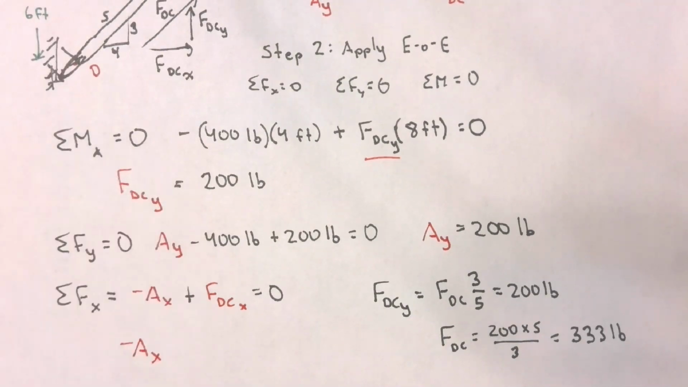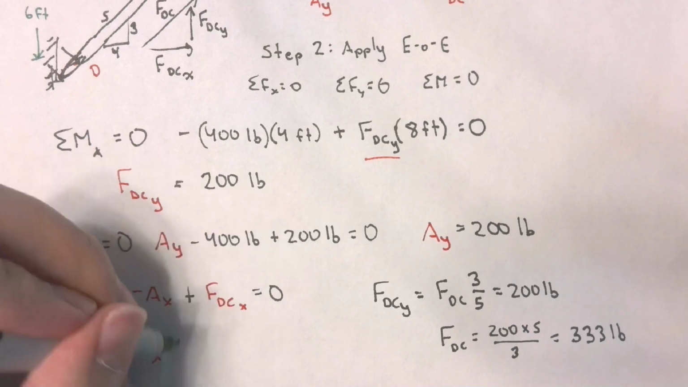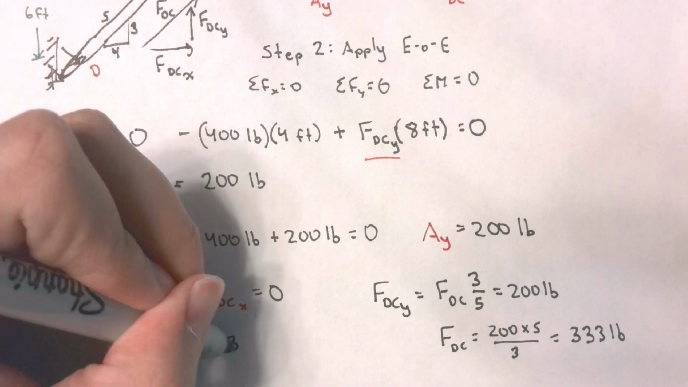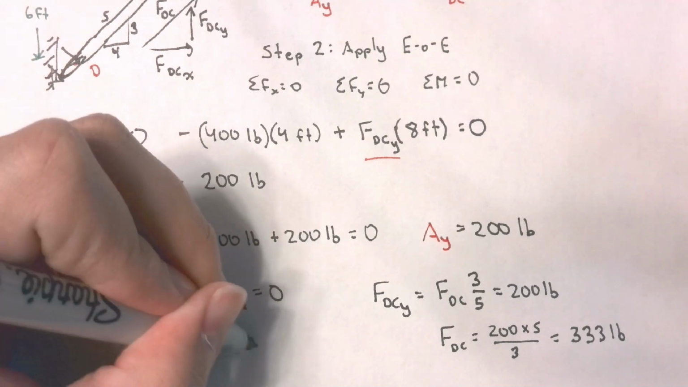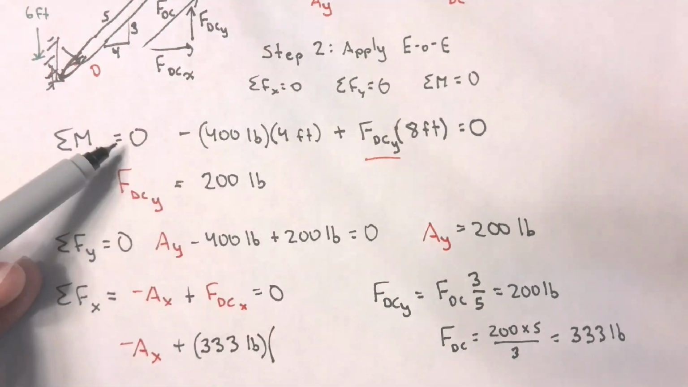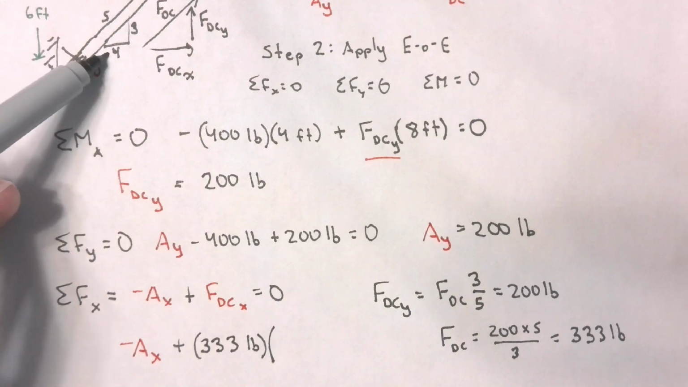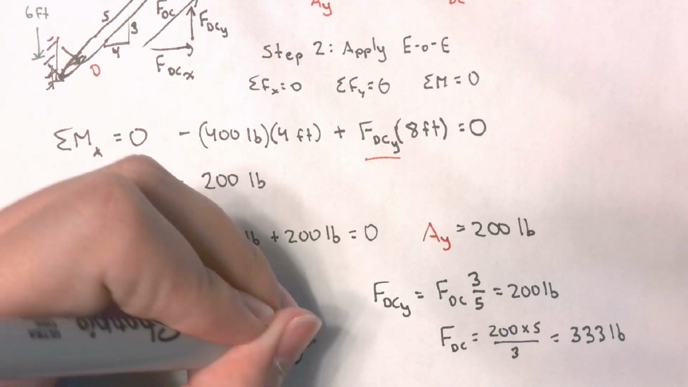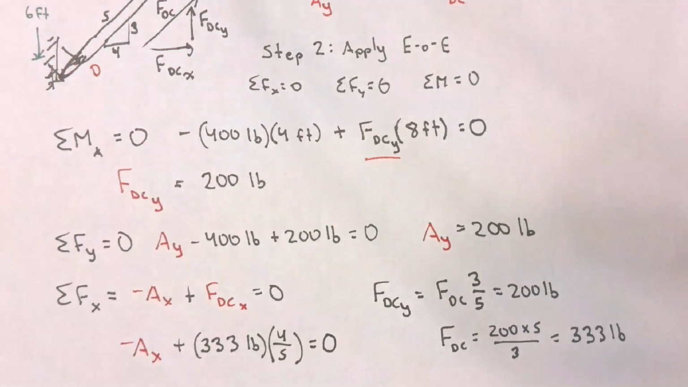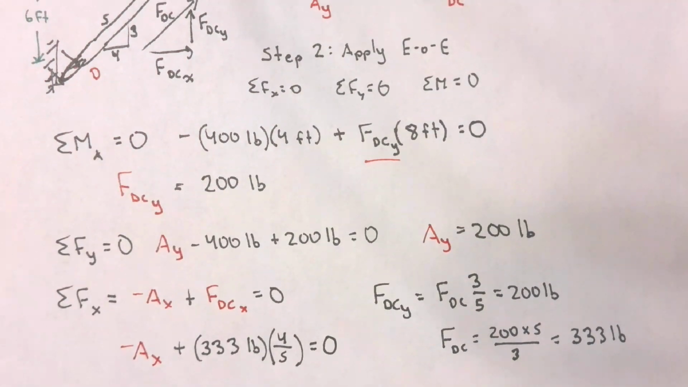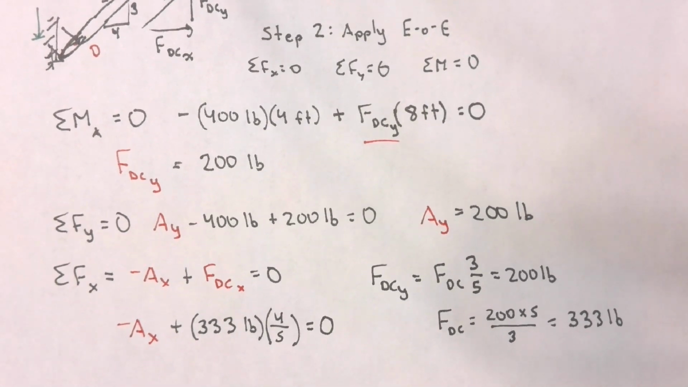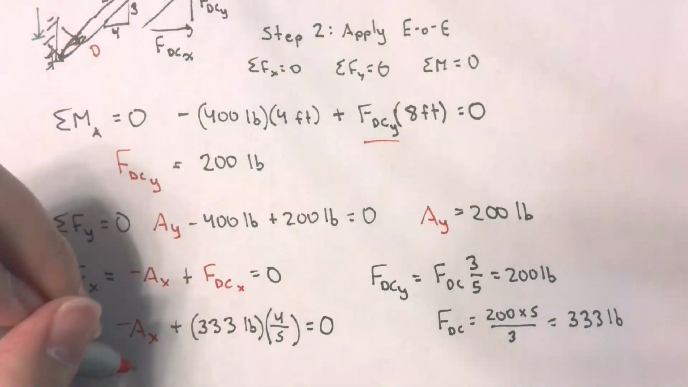I got negative AX plus the total force, that's 333.33333 pounds. And then using the slope method, I get that's times 4 divided by 5 to get the x component. And all this equals 0. And now when we look at our problem, we only have one unknown. So all we have to do is solve for that AX.